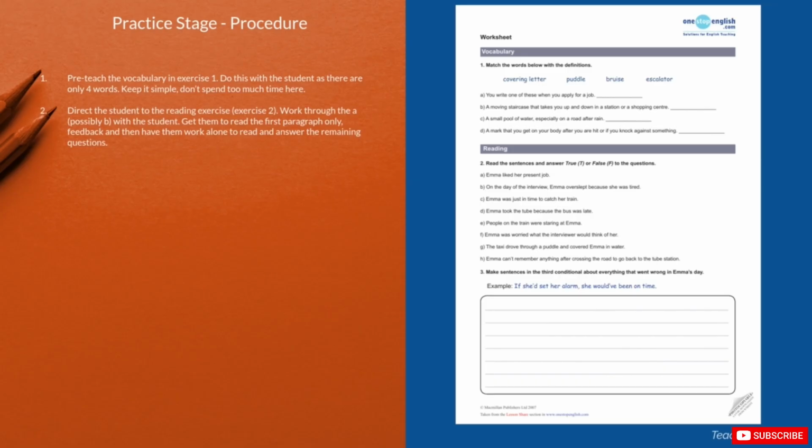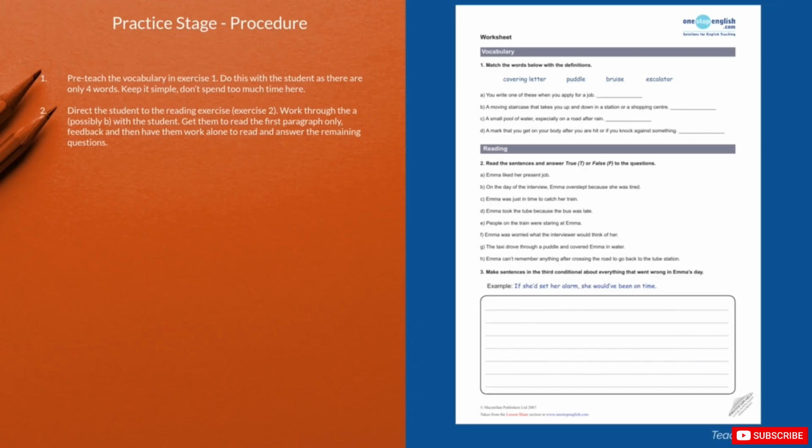Then we're going to direct the student to the reading exercise. So we're going to bring them down here to exercise 2. We're going to do A with them. So we're going to work with the student here, possibly A and B, depending on how the student's doing. So we're going to get them to read the first paragraph only in the article, just the first paragraph.